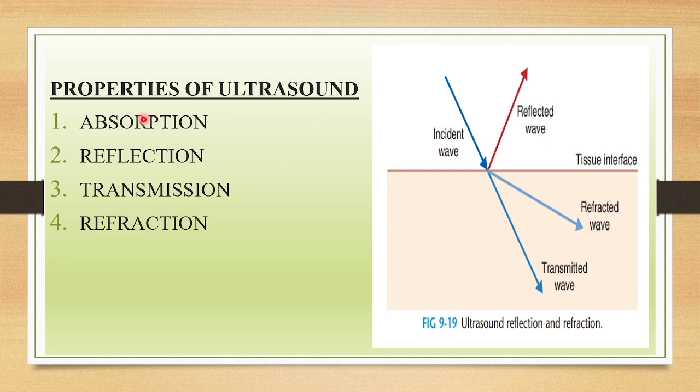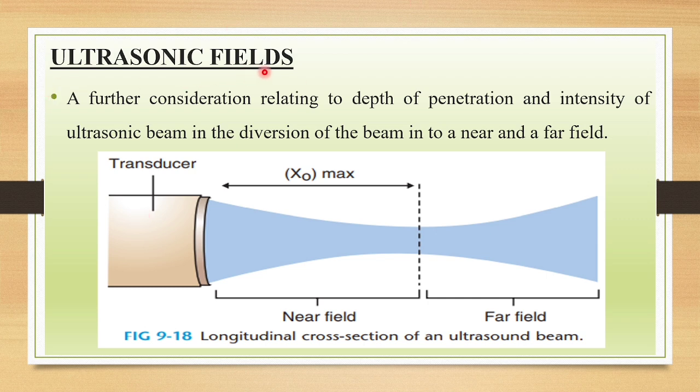So attenuation occurs as a result of all these properties. Coming to the ultrasonic fields, a further consideration relating to the depth of penetration and intensity of the ultrasonic beam is the division of the beam into a near and far field. This is the transducer head, and this is the effective radiating surface area. The area nearer to the ultrasonic head is known as the near field, and the area far away from the ultrasonic head is known as the far field. These are the Fresnel zone and the Fraunhofer zone.